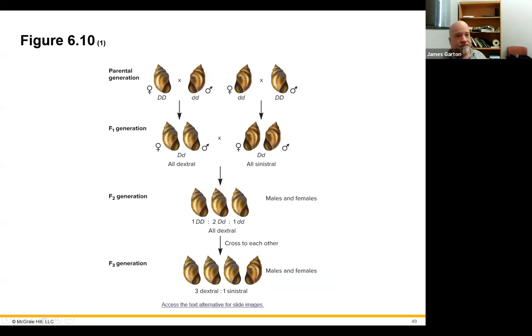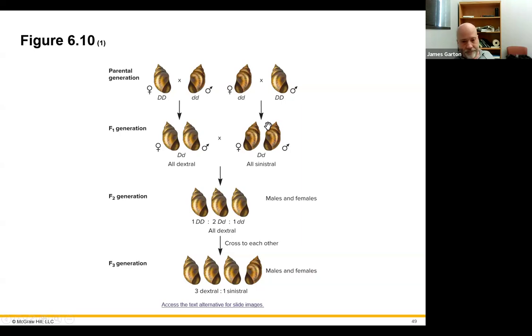And here are some sample crosses. You have a male parent with a dextral twist and a female parent with a sinistral twist, homozygous for both of them. Bunch of offspring, all heterozygous. In this case, all dextral. And you do the opposite: female parent that is sinistral, male that is dextral, offspring all heterozygous, all sinistral.